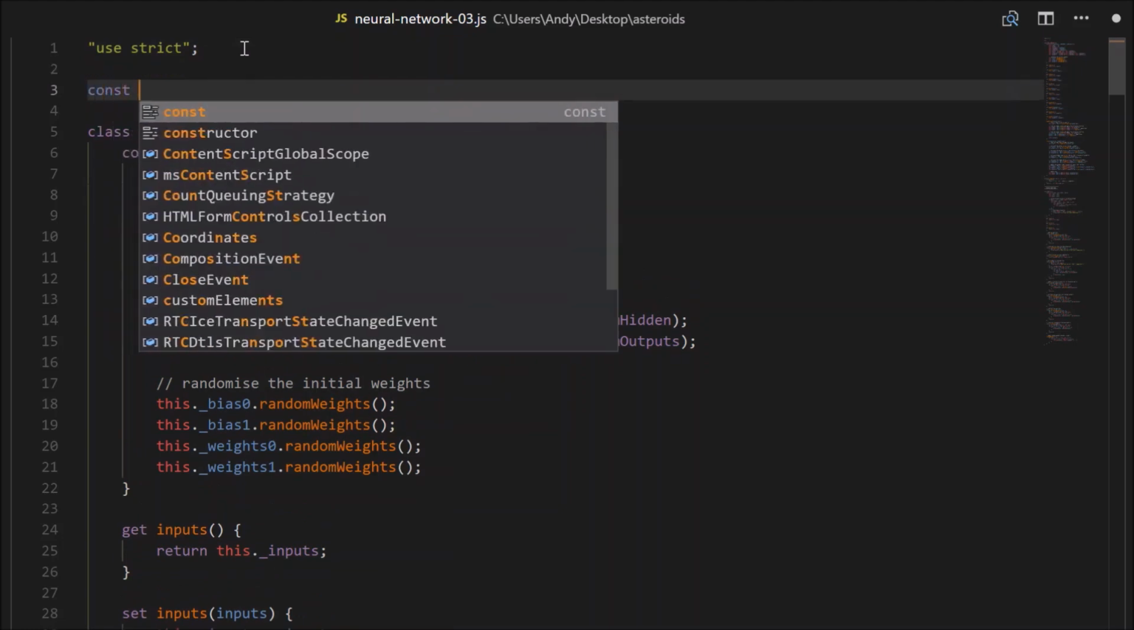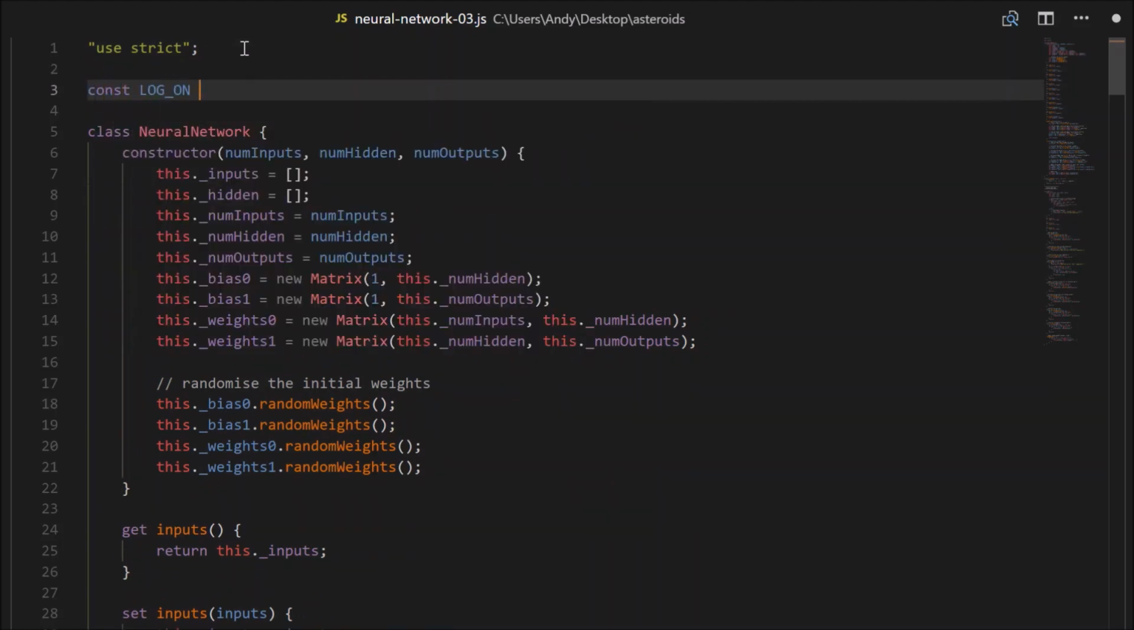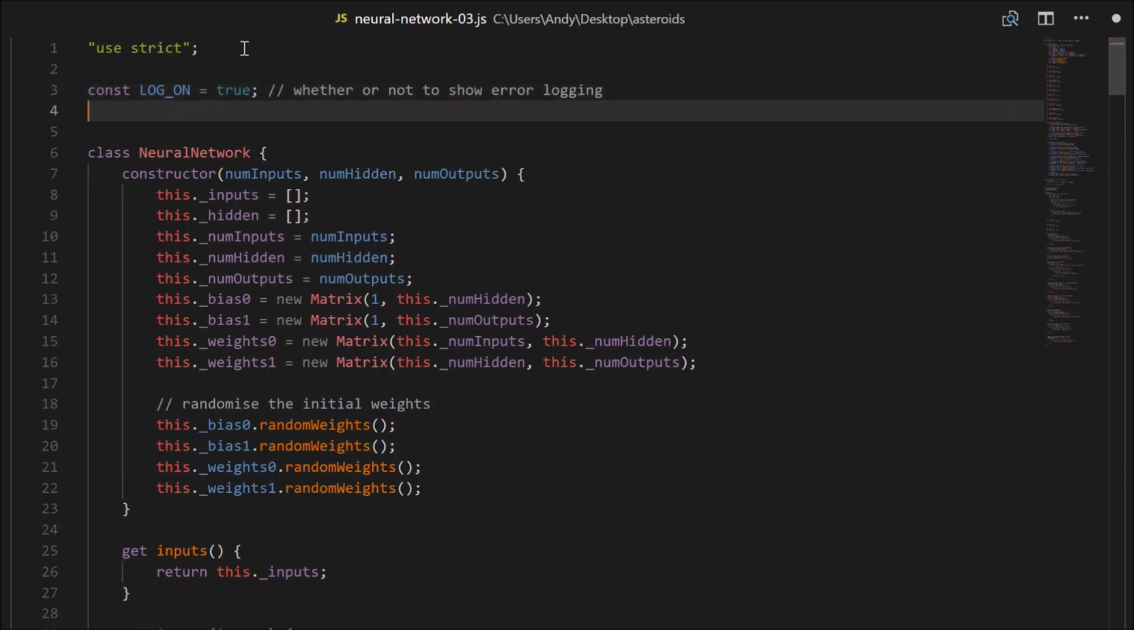So let's set up a flag up here, just a constant. Let's call it log on, set it to true, and that's just whether or not to show error logging. And we'll need to keep track of how often we show this message. We don't want to show it every iteration because we could, in theory, be calling this train function like hundreds of thousands of times, if not millions of times. So let's set a log frequency. Initially we'll set it to 1,000, say. And that's just how often to show error logs, in iterations.